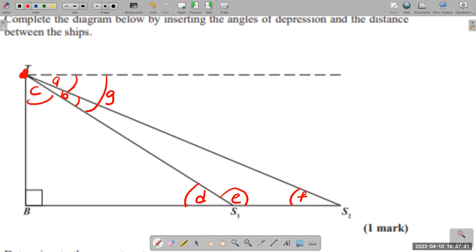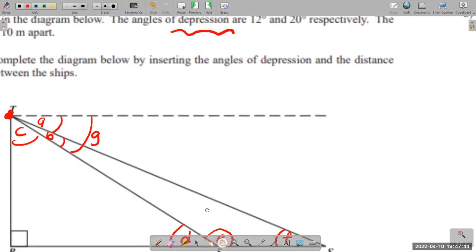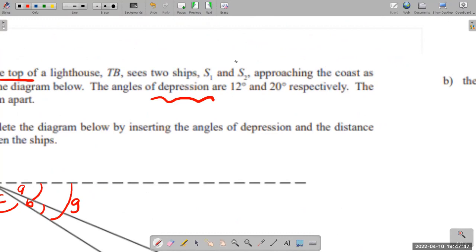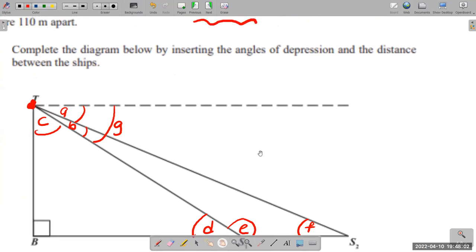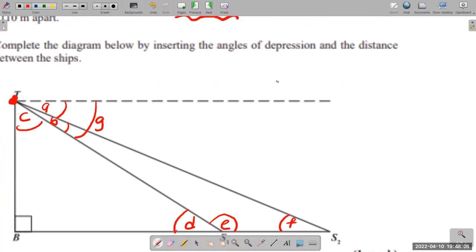Now, let's look at the two angles that they gave us, the two angles of depression. What are they? 12 and 20. Now, this is what you should be thinking in your mind: 12 is smaller than 20. So you have to know that the smaller angle has to be labeled 12. We have two things to label in here. 12, so let's start off with that. Where is 12 going? Let's go, everybody. If you're in an exam, you have to decide where you would put the 12.